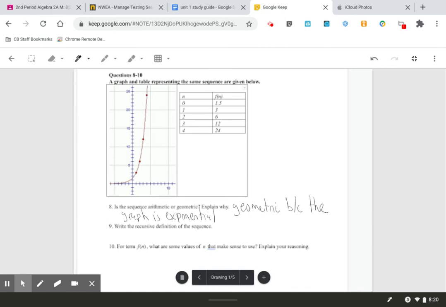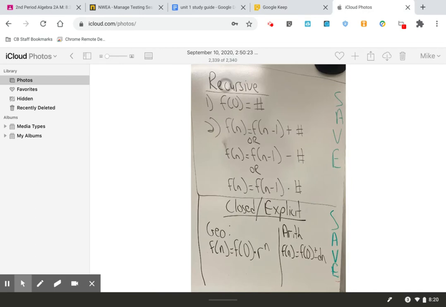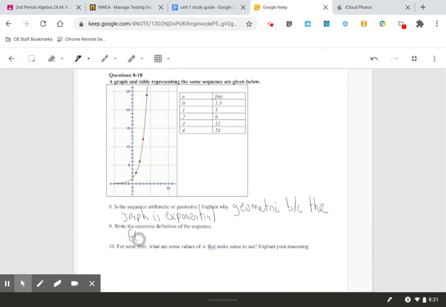Now let's write the recursive definition of the sequence. So recursive, again, is up here. My f of 0 is going to be equal to 1.5. And then f of n equals f of n minus 1 times 2.